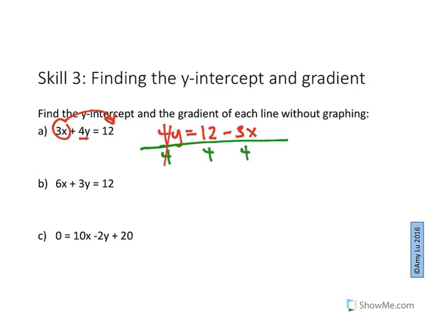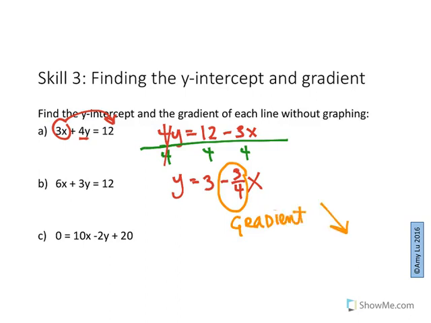So naturally this cancels out, so it leaves me with y. 12 divided by 4 gives me 3. And -3 divided by 4, I'm going to leave it as -3/4 x. As we talked about in the previous chapter, the gradient is always the value next to x. So this is your gradient, -3/4, which means the line goes down. And your y-intercept is the 3.